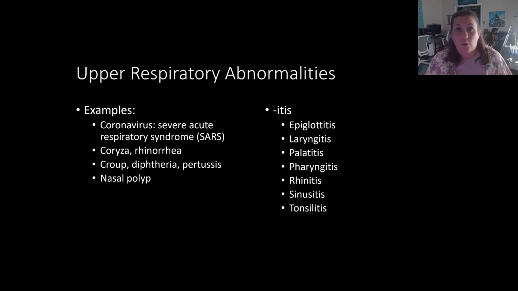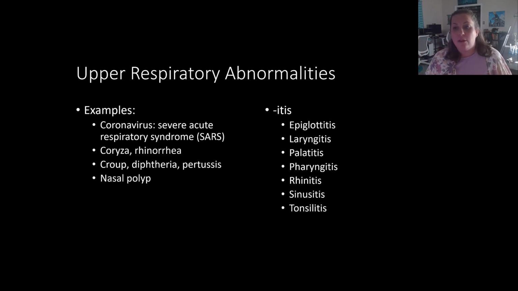You could also have coryza, which is an acute rhinitis, so inflammation of the nose, but it's also due to increased mucus, lots of discharge of mucus that is present. Rhinorrhea is extreme, like a kind of nosebleed, or hemorrhaging that's occurring. We can have croup, diphtheria, and pertussis. These are all diseases that can get a little bit deeper into the chest. Pertussis is what we would call whooping cough. But these are all respiratory diseases.